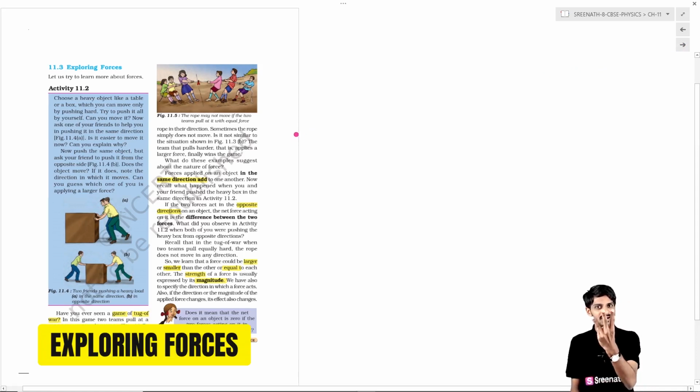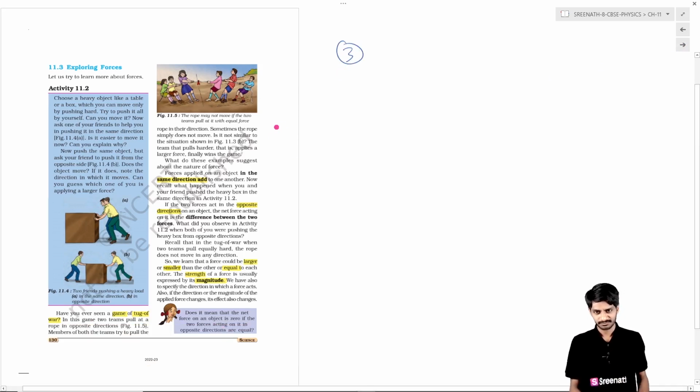Now we turn to the third topic. What is the third topic? The third topic is exploring forces. We have understood what is meant by force. Force is nothing but push or pull.